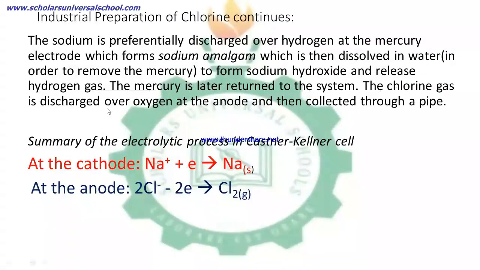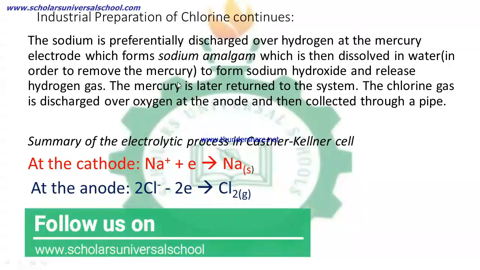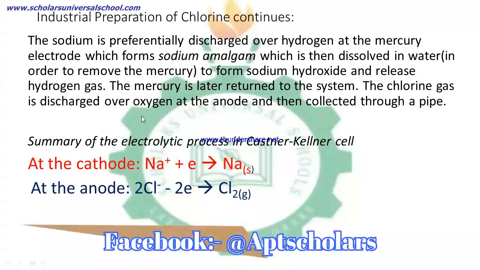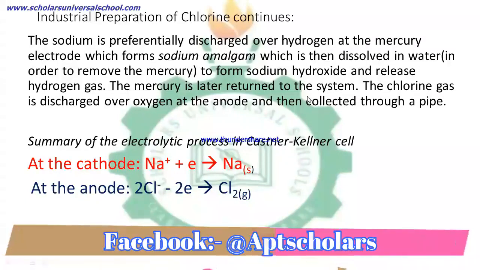Now, sodium is preferentially discharged over hydrogen at the mercury electrode, which forms sodium amalgam, which is then dissolved in water. That means the sodium amalgam is dissolved in water to remove the mercury, and in the process, sodium hydroxide is formed and hydrogen gas is released. Now, the mercury is later returned to the system.